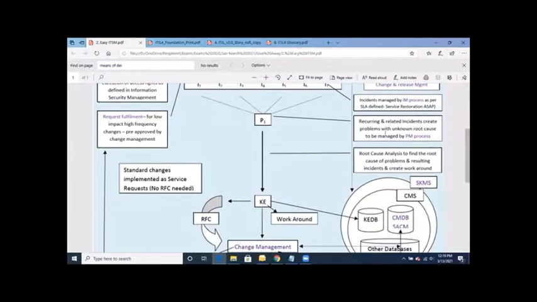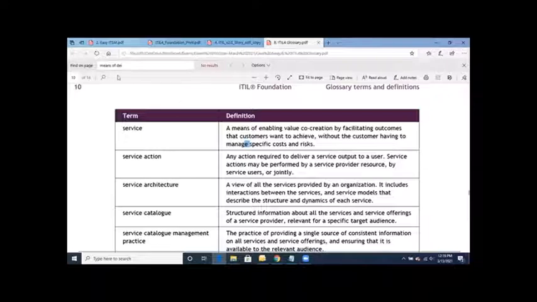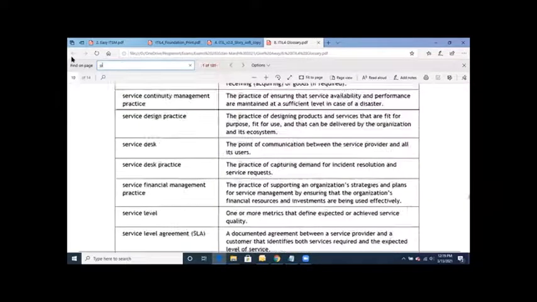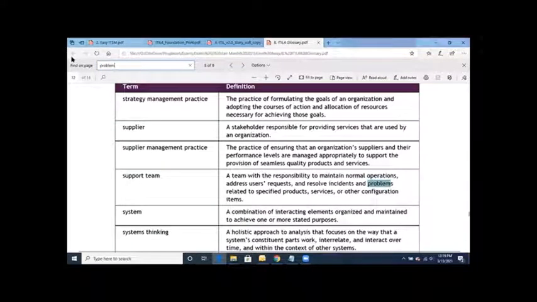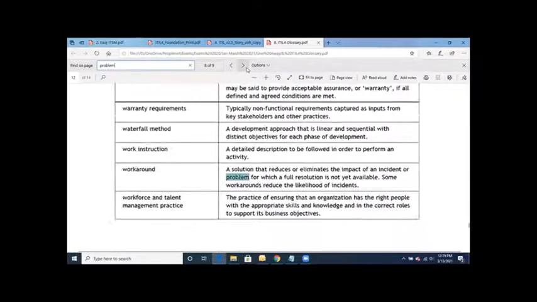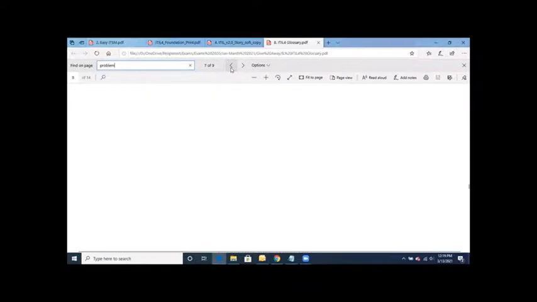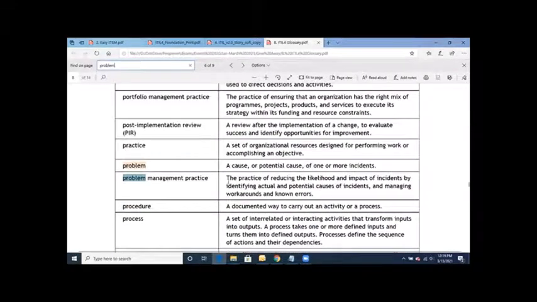So it's written here, recurring and related incidents create problems with unknown causes, to be managed by the problem management process. Now again, the definition of a problem would be important. So let's look at the definition of a problem somewhere. Here in this book, you will see the definition of a problem: the cause or potential cause of one or more incidents. That's the definition of a problem.